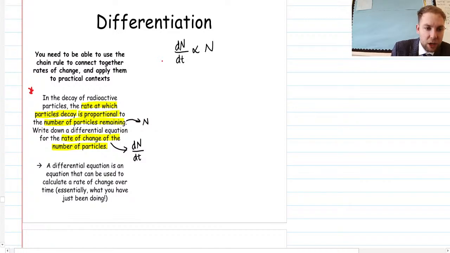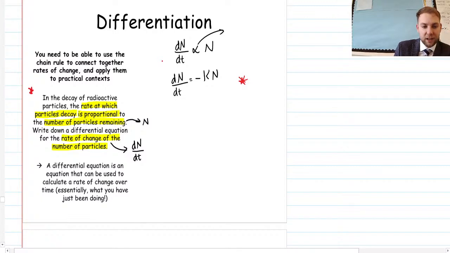Now, because I know it's decaying, what we're saying here is dN by dt. You might remember this from GCSE: when we say proportional, we replace it with a constant. So dN by dt is equal to some constant k. Because we know that it's decaying, we're going to say that this is minus kN. And that's done. That's all they're asking for at this stage.